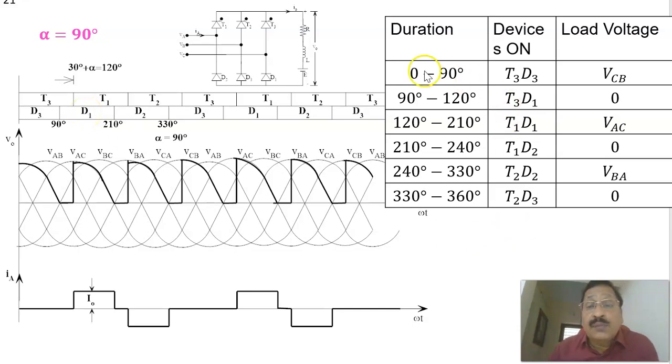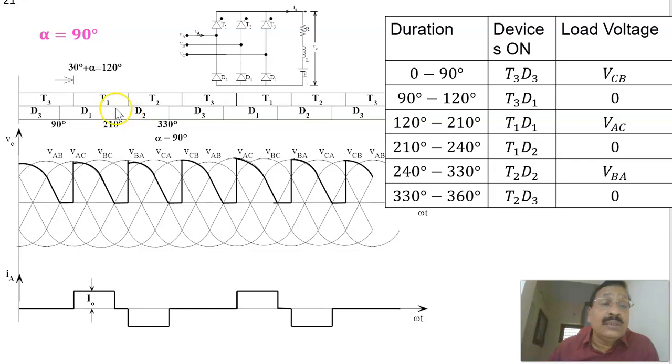It's very clear that, for example, from 0 to 90 here, T3 and D3 are conducting, and you will be getting the voltage VCB. This voltage will be positive and this will be negative. But from 90 to 120 duration, we can see that T3 and D1 are conducting. When T3 and D1 are conducting, they are shorting, and you will be getting 0 voltage here. That is why you will be getting a 0 voltage, because alpha equal to 90 here.